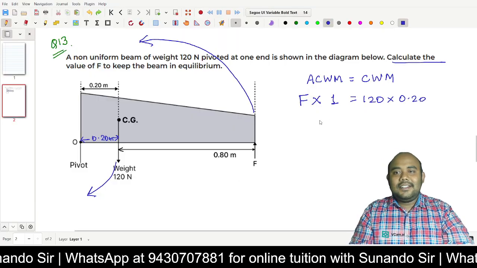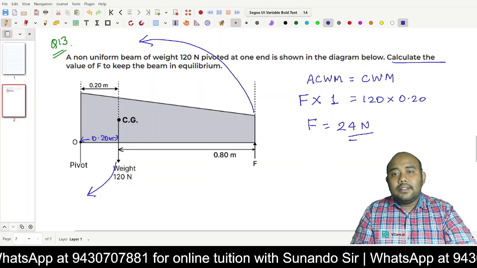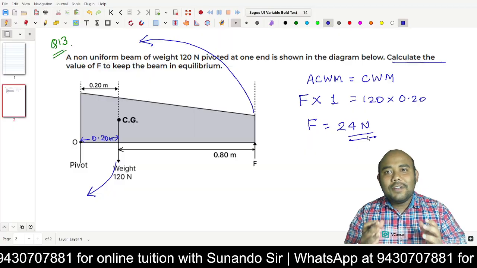Yes, that is it. Now our work is done. So force F comes to be 24 Newton. This is the answer. This is the value of the force that we need to apply. I hope you have enjoyed this question.